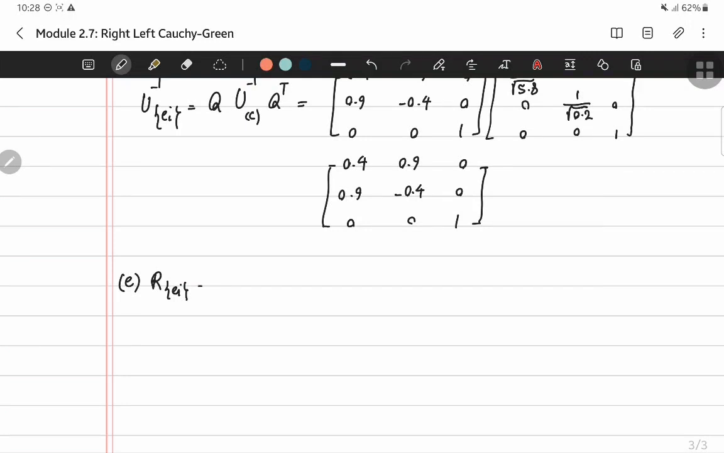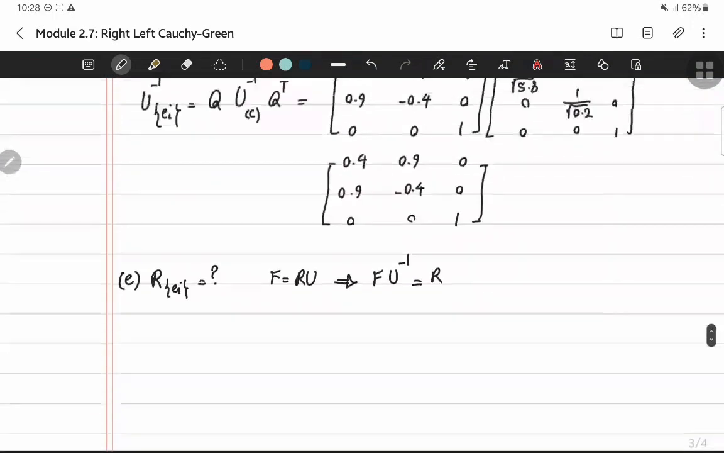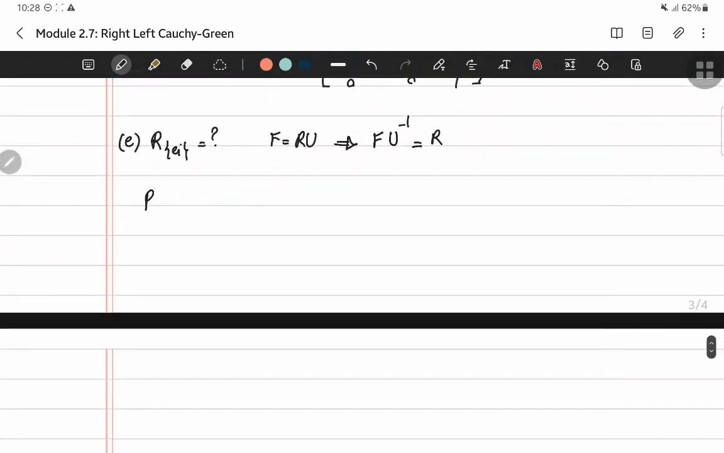And if you recall, we had F equal to RU. So F U inverse is equal to R U U inverse. This is I, and this becomes R. But here, since I'm going to find R in EI, so in the reference configuration, I need F, and I need U inverse in EI, or reference configuration.